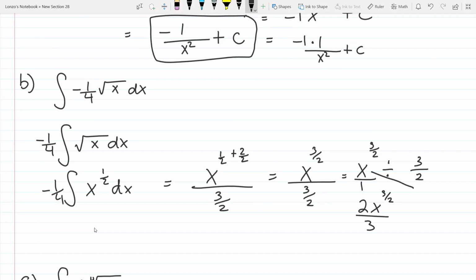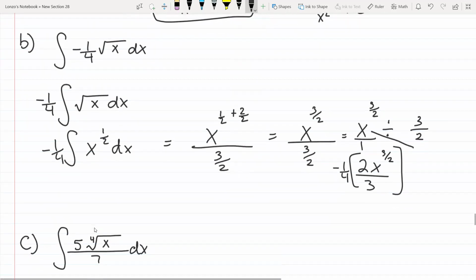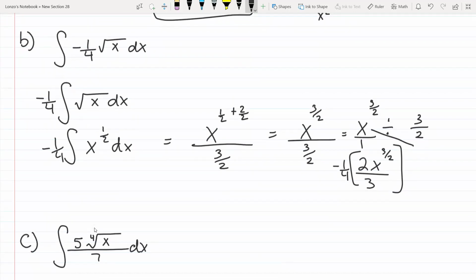And then I think we took out a -1/4, so multiply this by -1/4. So that would be -2x to the 3/2 over 12. Let's see. So my final answer would be -x to the 3/2, and then 12 could be divided by 2, so that'd be 6.